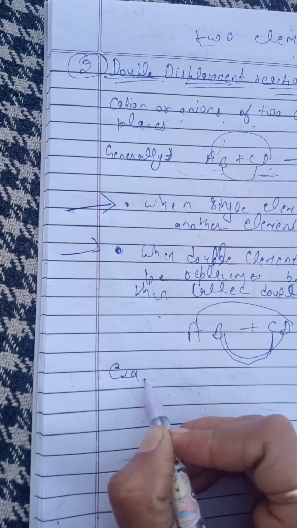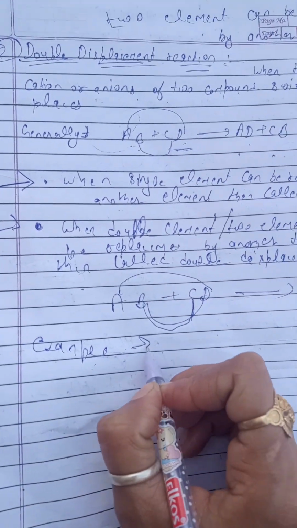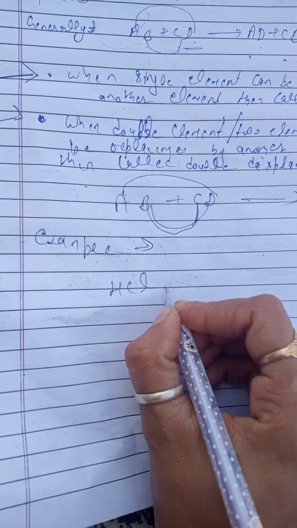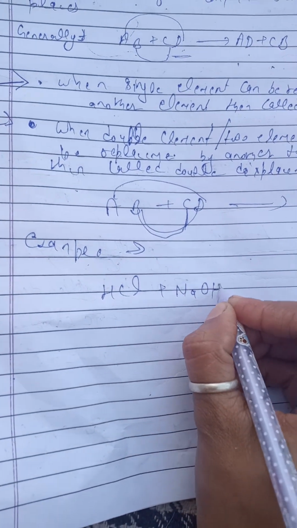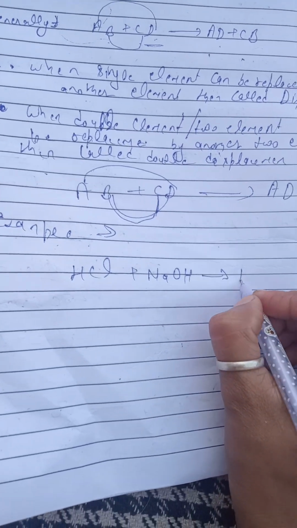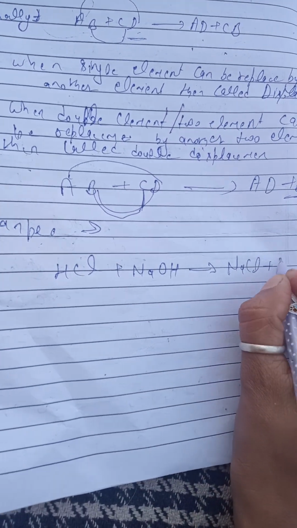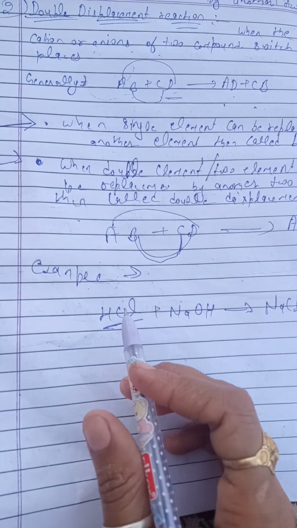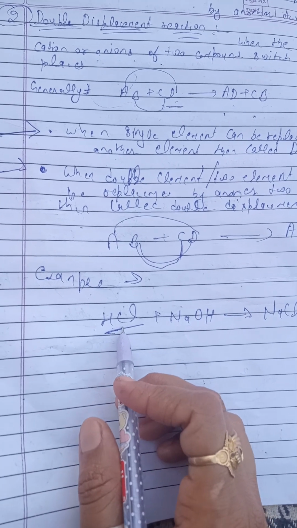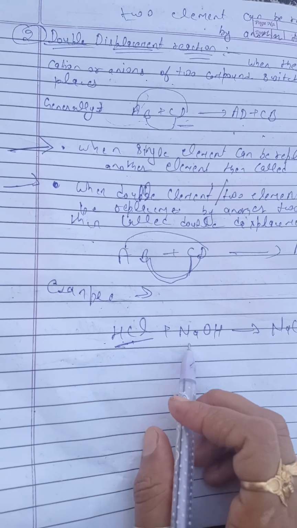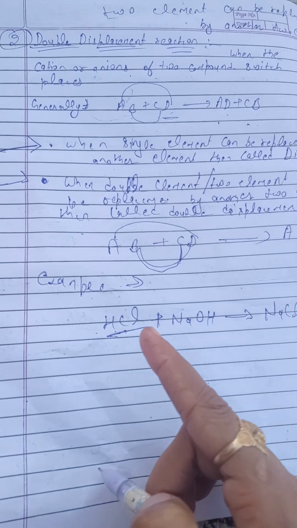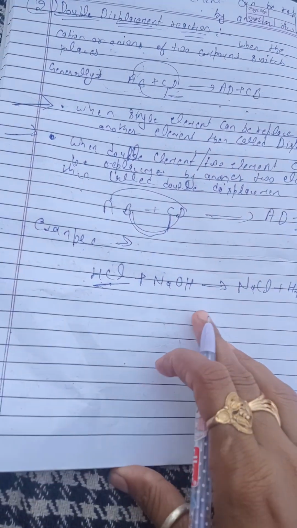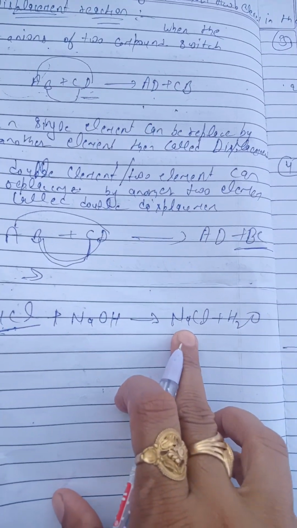Now an example of the double displacement reaction is HCl plus NaOH giving NaCl plus H2O. Here HCl means hydrochloric acid, hydrogen chloride, plus NaOH, sodium hydroxide. When hydrochloric acid reacts with sodium hydroxide, it gives sodium chloride plus H2O.